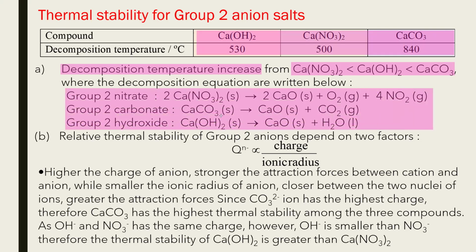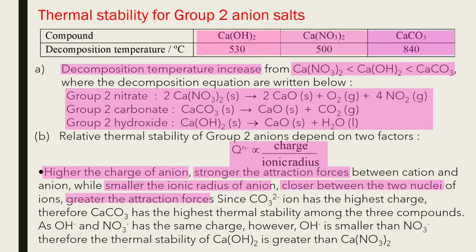For the relative thermal stability of the group 2 compounds, it depends on two factors, which are the charge and also the ionic radius of the anion. The higher the charge of the anion, the stronger the attraction forces between the cation and anion. The smaller the ionic radius of the anion, the closer the two nuclei of the ions are, therefore the greater the attraction forces.